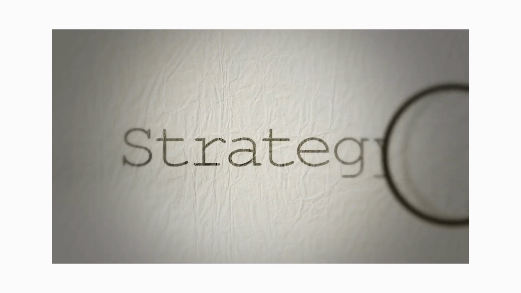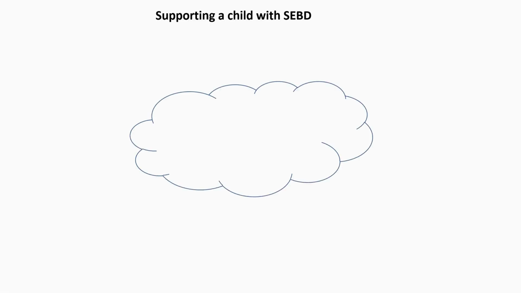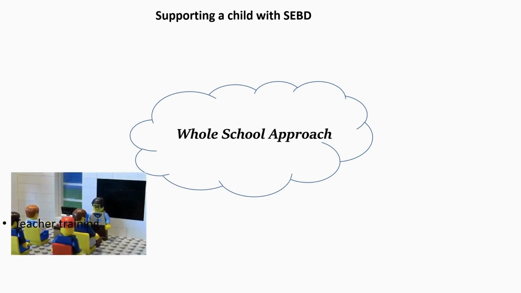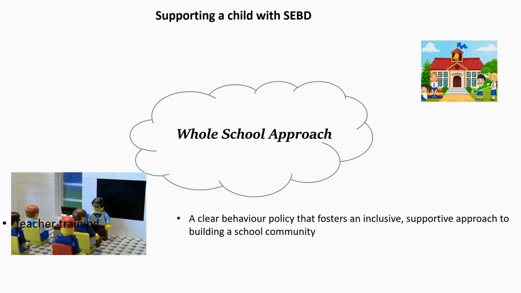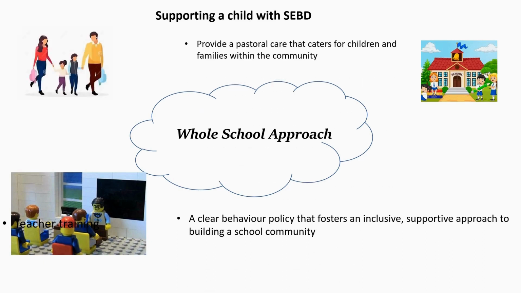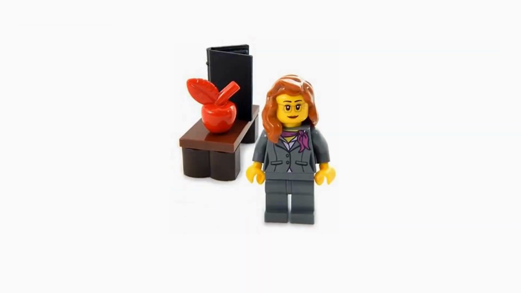The first steps in building an effective support system comes in the whole school approach. Schools should prioritise regular training to keep all staff well informed to enable them to provide the support necessary. This could include ACE's training. The school should adopt a clear behaviour policy that caters for the needs of all the children. There also needs to be some consideration as to how the school can provide a pastoral care that sufficiently caters for the children and families within its community. Each class teacher will then need to consider the needs within their individual classrooms.